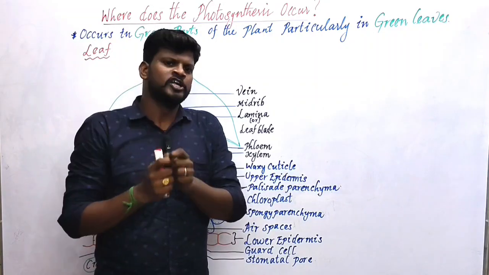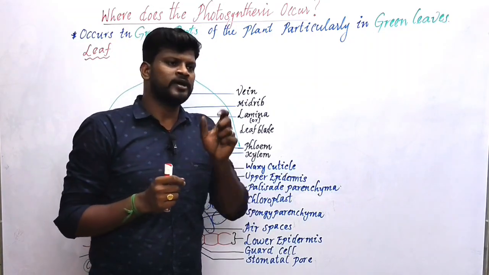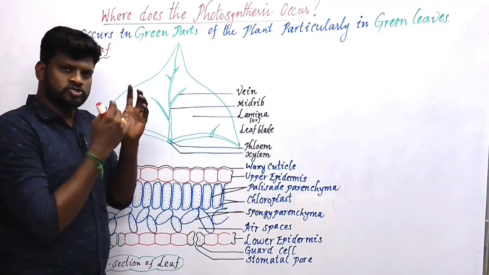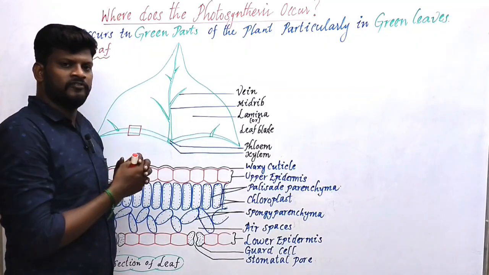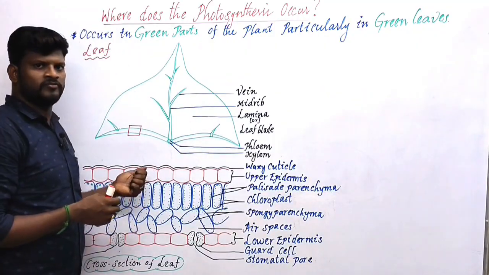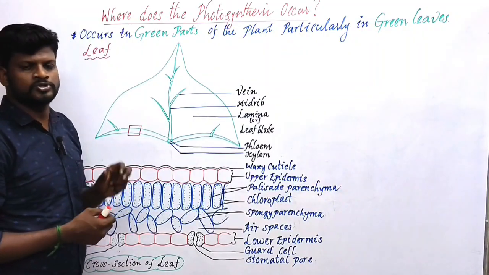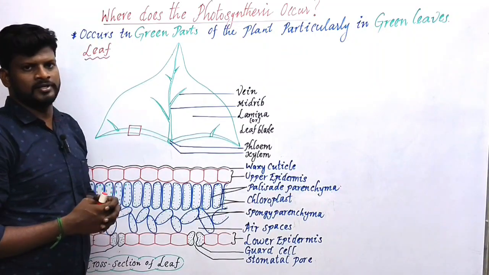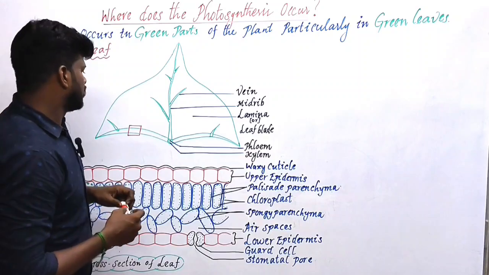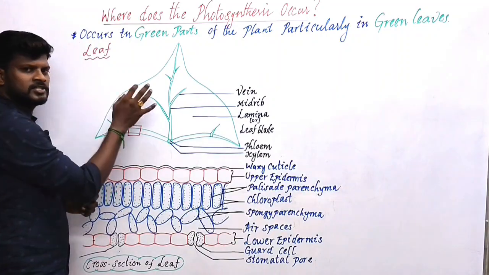So in this topic we are going to discuss the external structure of leaf and also the internal structure of leaf and where does the photosynthesis occur specifically in the leaf, right? We'll go with that. So first thing we'll go with the external structure of leaf.